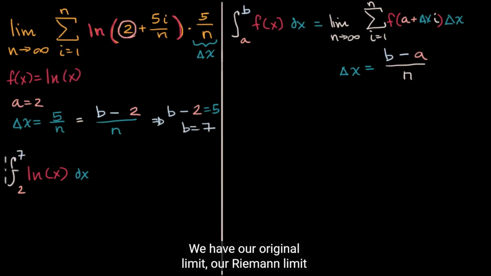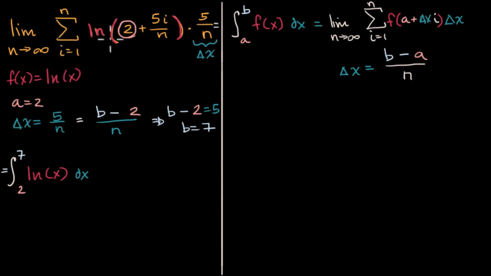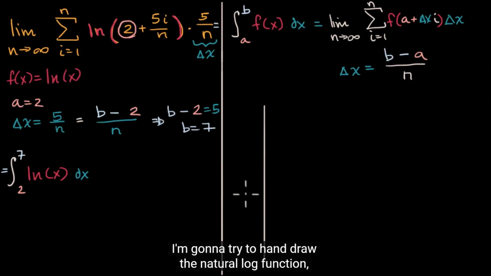So there you have it. We have our original limit, our Riemann limit, or limit of our Riemann sum, being rewritten as a definite integral. And once again, I want to emphasize why this makes sense. If we wanted to draw this, it would look something like this. I'm going to try to hand draw the natural log function.